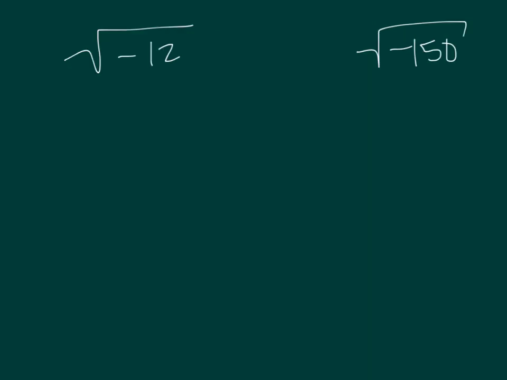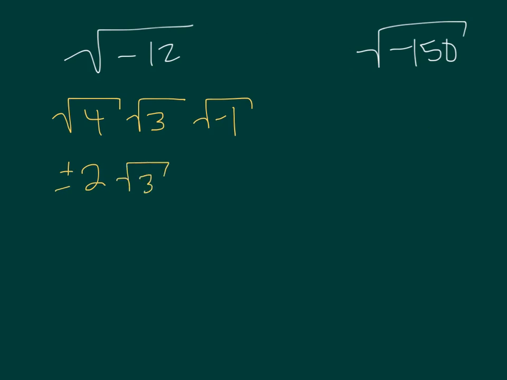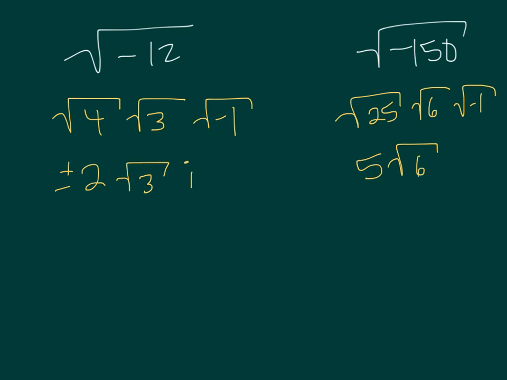So you can do this in the same way that we've simplified other radicals. So we've got the square root of 4 times the square root of 3, if we were simplifying 12, and then we're just adding in that -1. So this is 2 square root of 3 times i. And then the same thing for the square root of -150, so that would be 25 times 6 times the square root of -1. So 5 square root 6 i. Put my plus or minus out there. So that's just kind of a quick review.